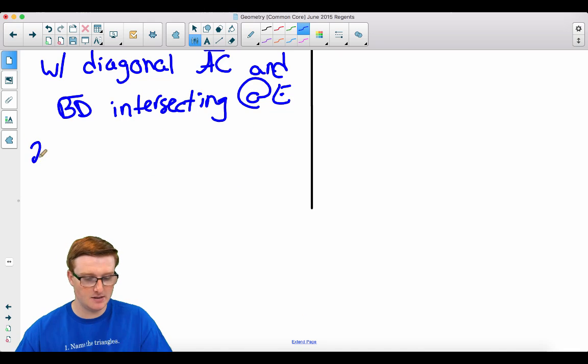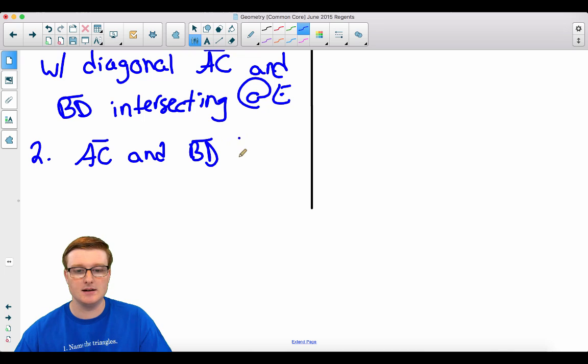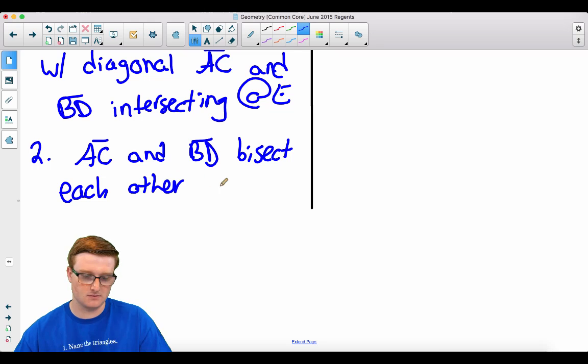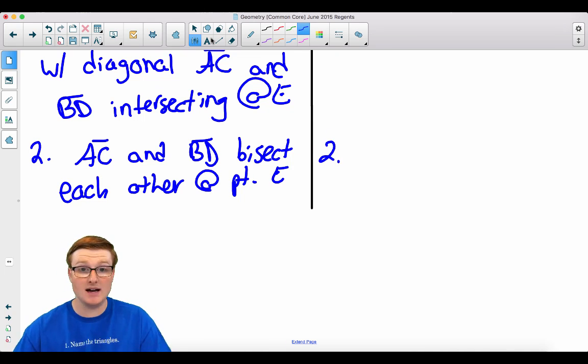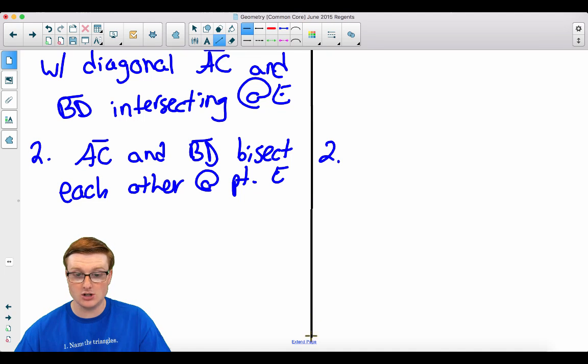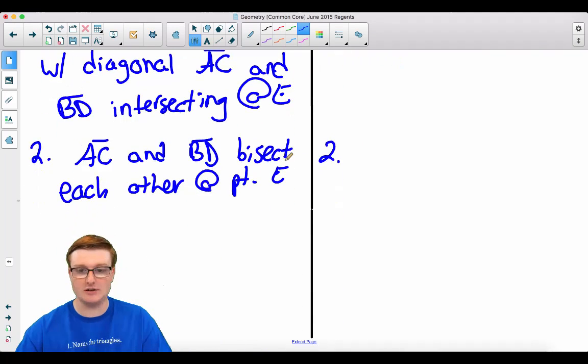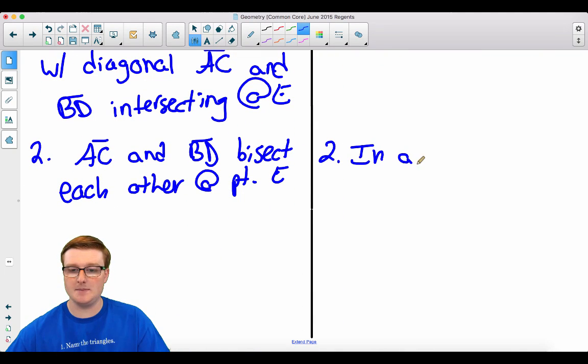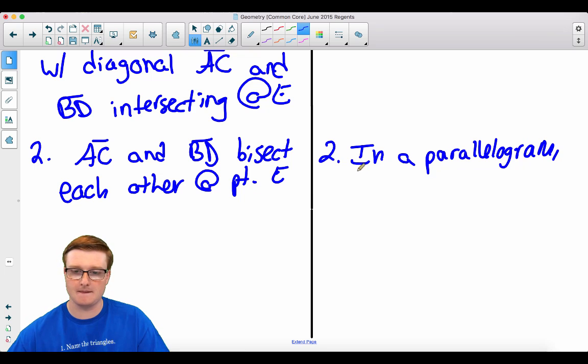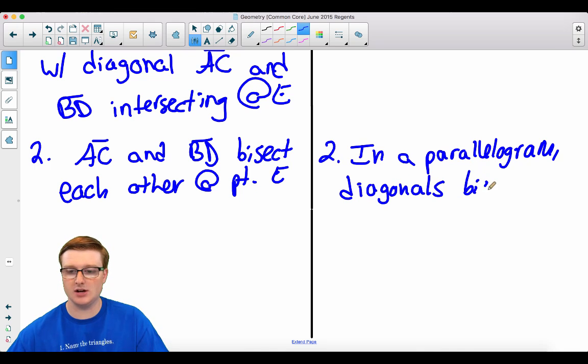So now I'm going to say number 2. I'm going to say that AC and BD bisect each other at point E. And they do bisect each other because, remember, we are talking about a parallelogram here. These two diagonals bisect each other. So your reason is, in a parallelogram, diagonals bisect each other.